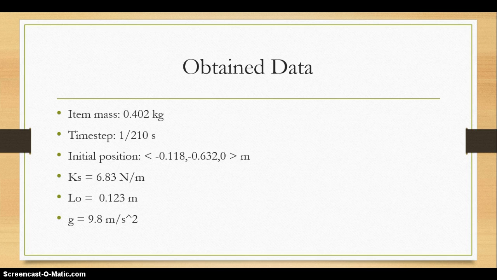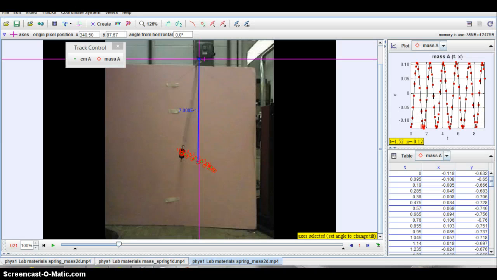The time step, or delta t, equals 1 over 210 seconds. The initial position I obtained from Tracker is negative 0.118 in the x position, negative 0.632 in the y position. And for the Ks, we obtained from the video lecture 6.83 newtons per meter. The relaxed length for the spring is 0.123 meters, and gravity equals 9.8 meters per second squared.